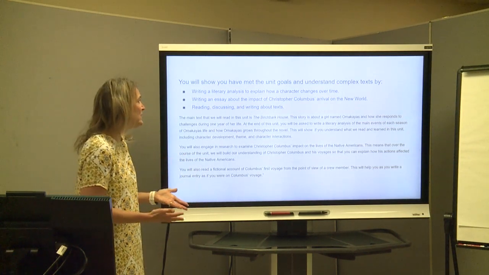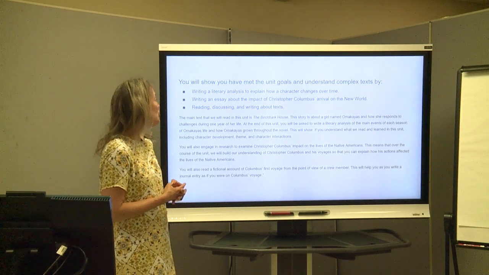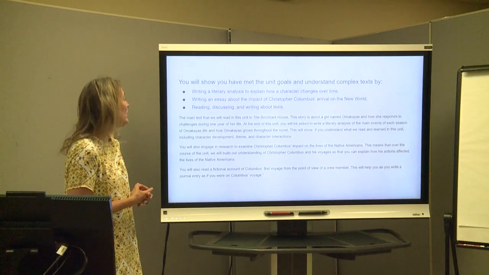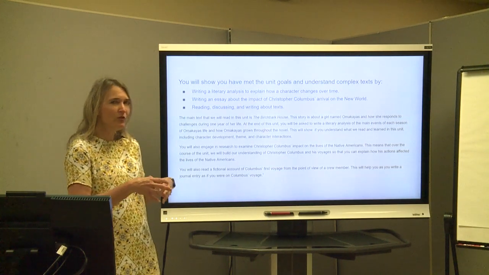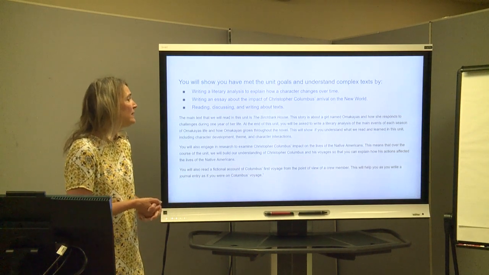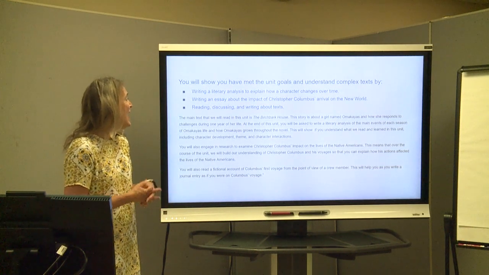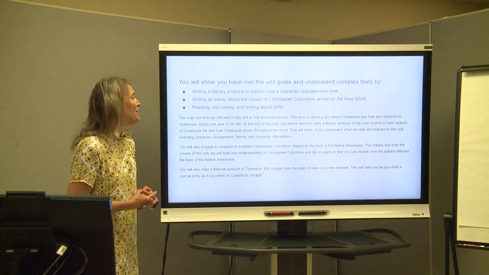It is a fictional passage and it's about a girl named Omakayas and how she responds to challenges during one year of her life. We'll look through all the seasons. At the end of this unit, you will be asked to write a literary analysis of the main events of each season of Omakayas' life and how Omakayas grows throughout the novel.